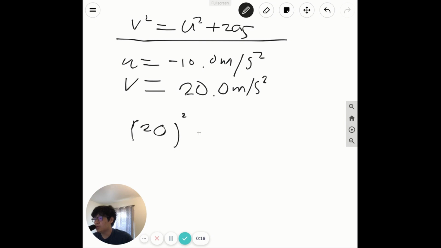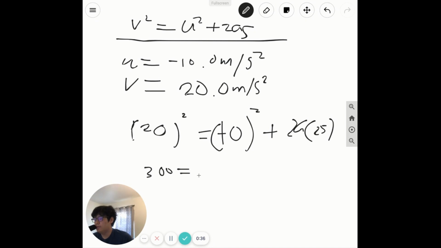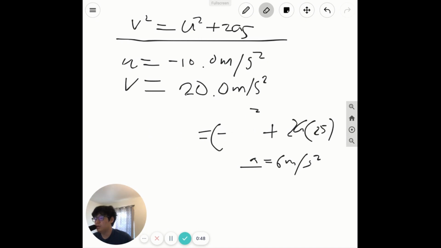So 20 squared is equal to negative 10 squared plus 2a times a displacement of 25. Since we know that's 400 and that's 100, so 300, and then 50, right? So the acceleration of that is 6 meters per second squared. Okay, the first question was easy. Let's look at the second question.